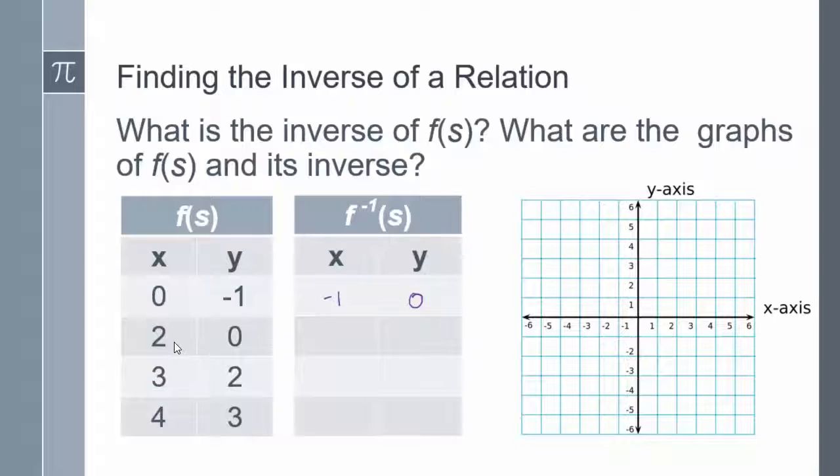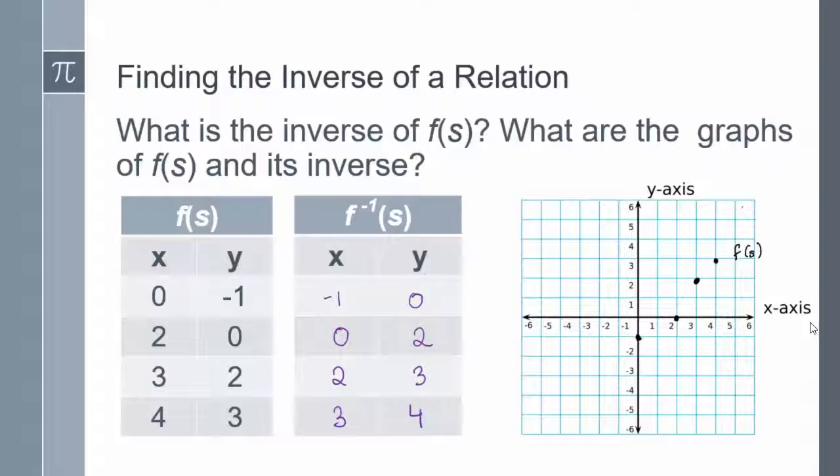Same thing here. At x equals 2, y is 0. In our inverse function at x equals 0, y is 2. We can continue filling the table. At x equals 2, y equals 3, and x equals 3, y equals 4. Let us now graph f of s. Here are the points for the graph of f of s.